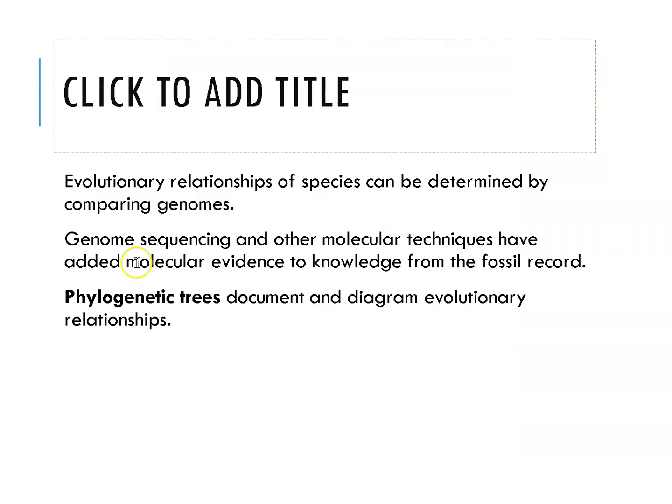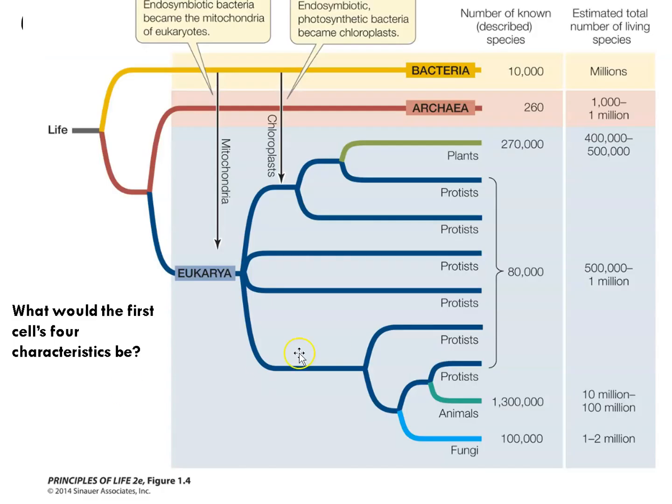One other thing that we'll talk about: we can determine evolutionary relationships by comparing genomes. We've sequenced so many genomes. A genome is the entire DNA information in an organism. So genome sequencing has added molecular evidence to knowledge from the fossil record. Phylogenetic trees are diagrams that show evolutionary relationships, and you will need to be able to read these types of phylogenetic trees.